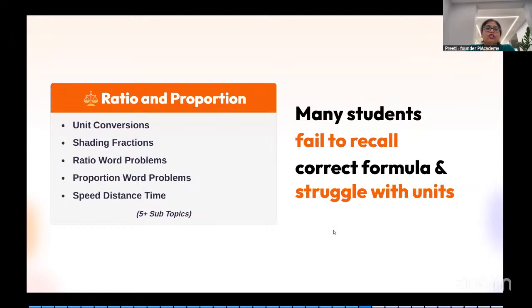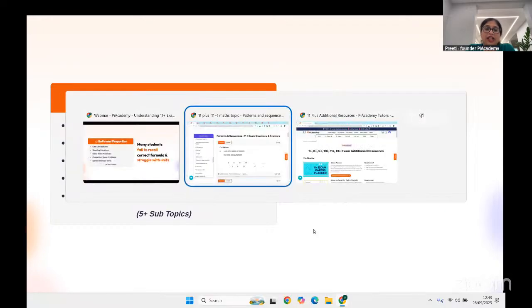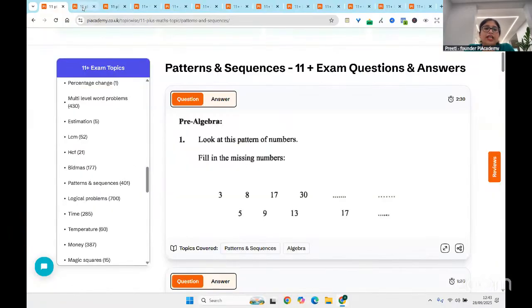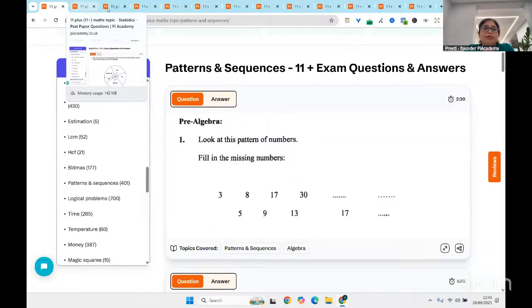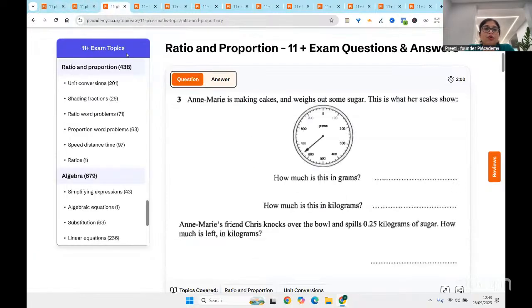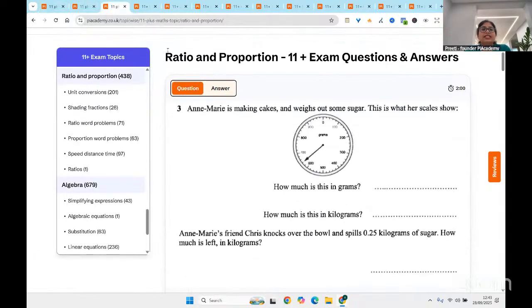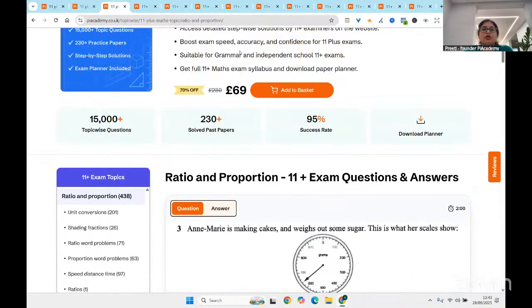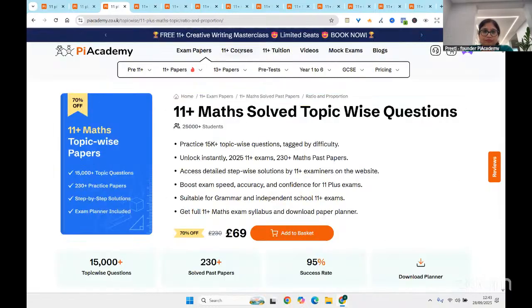Here I will also show you how we can make sure that all the skills or all the topics are practiced well. As Ishita has already shown you on our website under the 11 plus courses, you can see that we have the maths courses as well. Here you go, 11 plus courses.